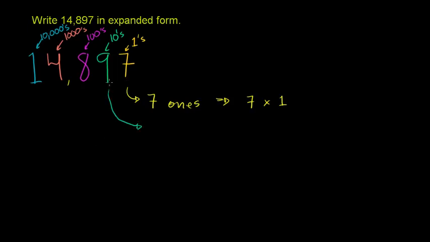So what does the 9 represent? It represents 9 tens. You could literally imagine you have 9 actual tens. You could have a 10 plus a 10 plus a 10, do that 9 times. That's literally what it represents. Or you could say it's the same thing as 9 times 10, or 90. Either way you want to think about it. It represents all of these things: 9 tens, or 9 times 10, or 90.